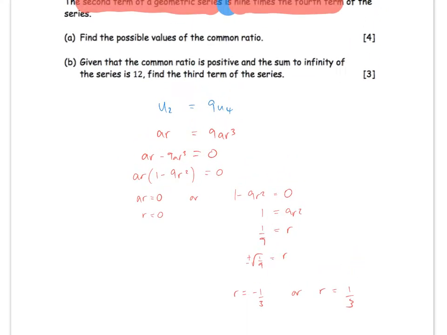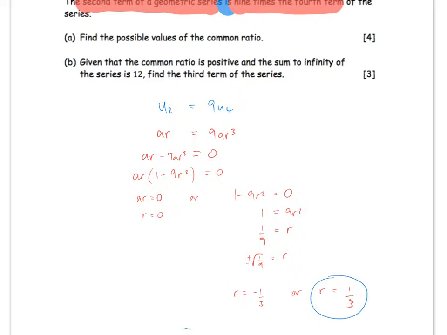Now in the next bit we're told that the given ratio is positive. Okay, so if it's positive then it must have been this one, because that's not positive. That one's not positive, and that's 0, so that's not positive either. It's nothing, it's neither positive nor negative.